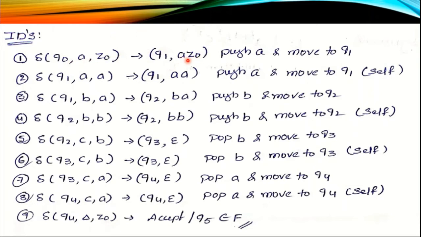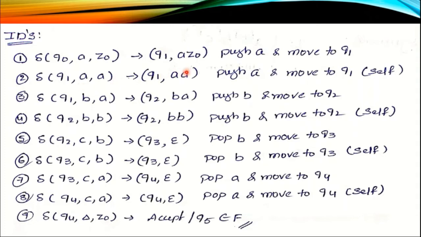So here a z0, that means a was pushed into the stack, and then we move to the next state q1. Now from q1 we read any number of a's and the top of the stack is a. Why? Because we already performed one push operation, so the top of the stack now contains a. When we read any number of a's from q1, we can perform the push operation and go into the same state. Why? Because any i number of a's can occur. So that's why it can be a loop, going to the same state q1.